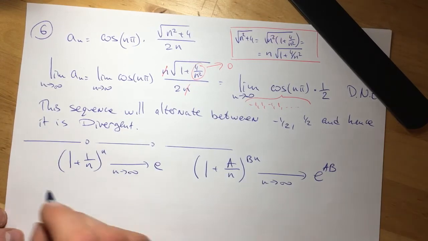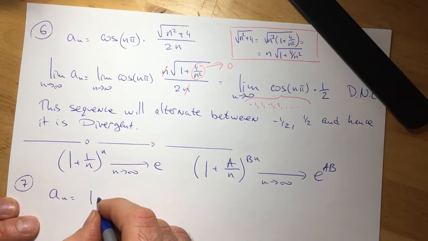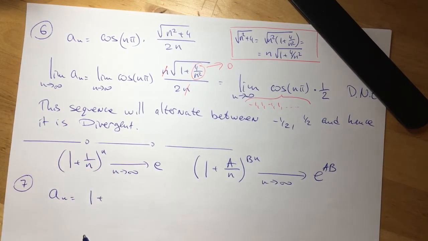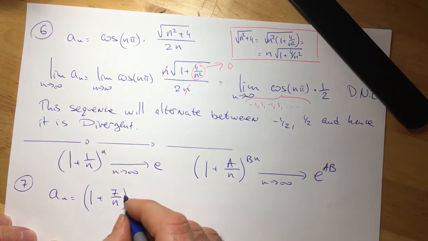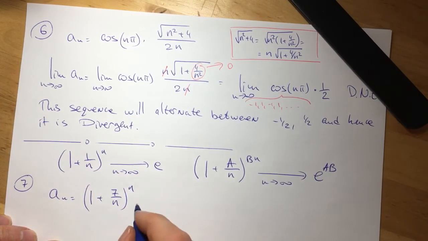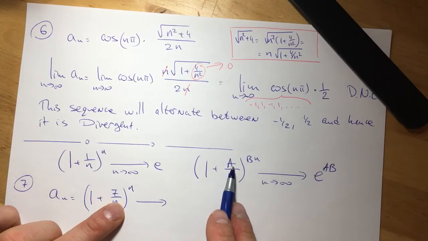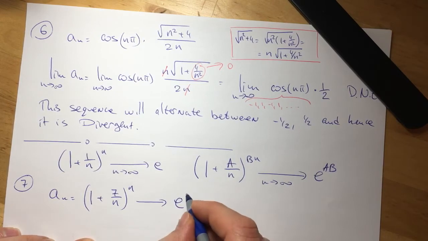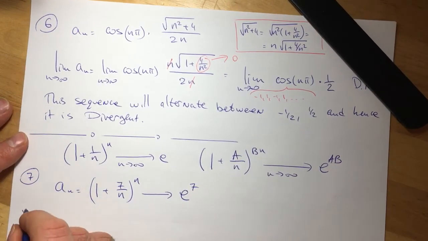So for sequences like this, if a_n is equal to (1 + 7/n)^n, what is here? a is 7 and b is 1, so this will converge to e to the power 7 times 1, which is e^7.